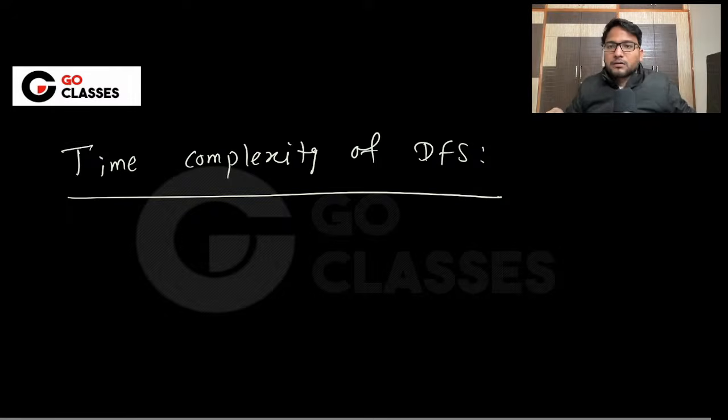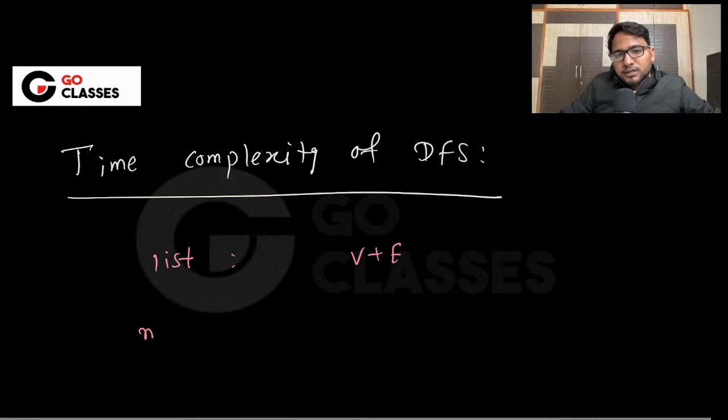Okay. So I hope everyone got it, right? Yes, it is V in case of adjacency list. If it is a list, then V plus E. If it is matrix, then V square.